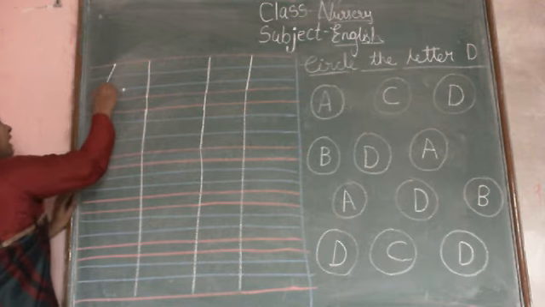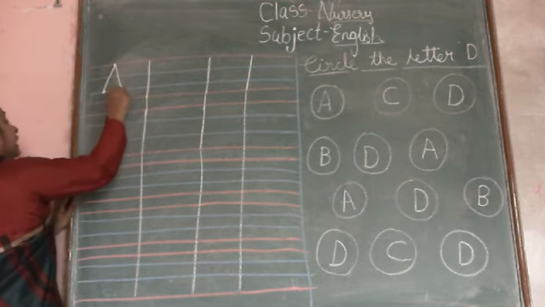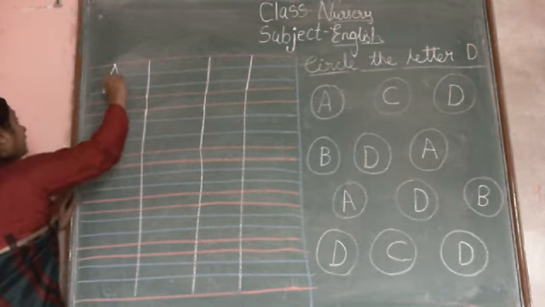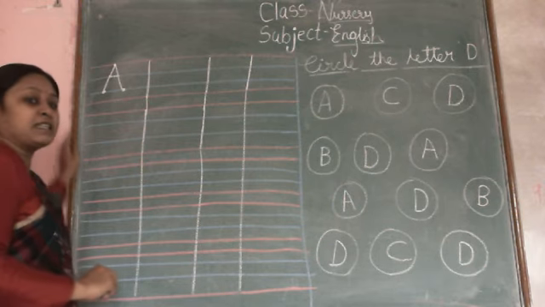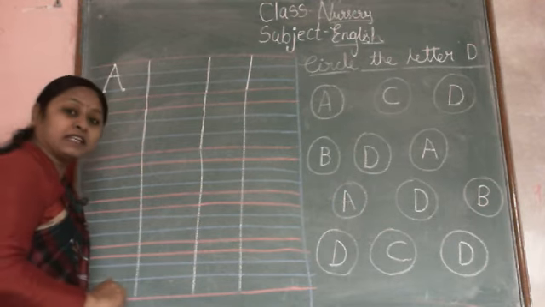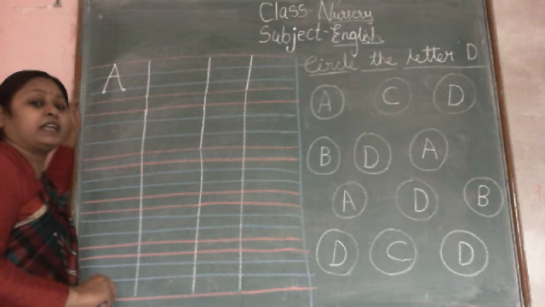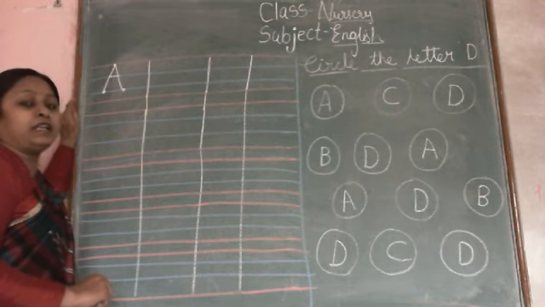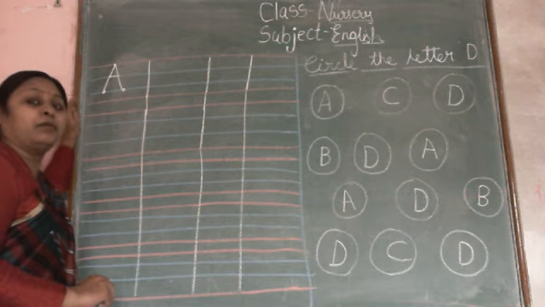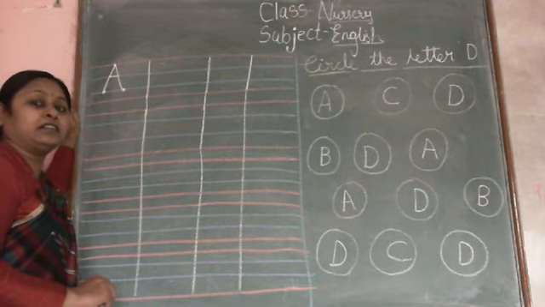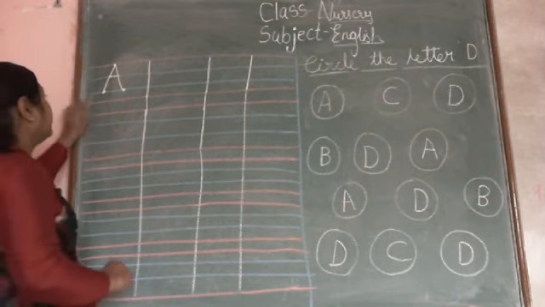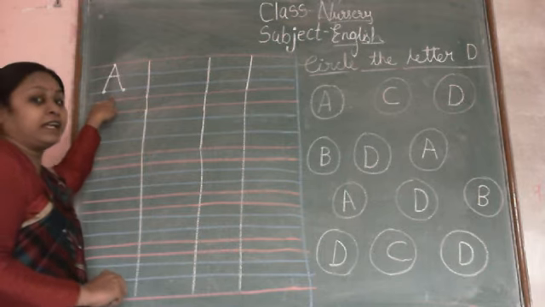First a slanting line, and then a middle line. Which letter is this? A. A for apple, A for aeroplane, A for arrow, A for alligator. Okay, first we will write letter A.